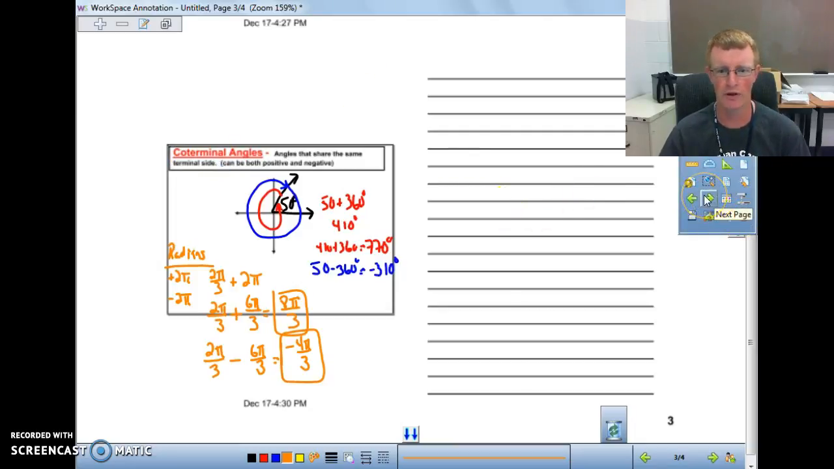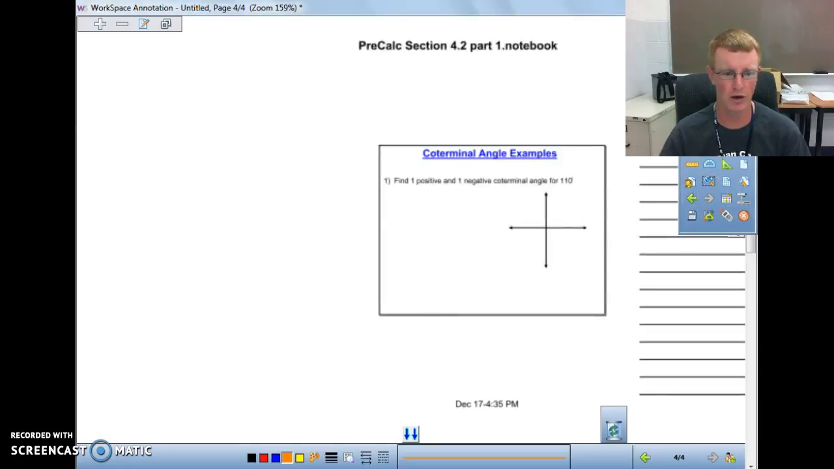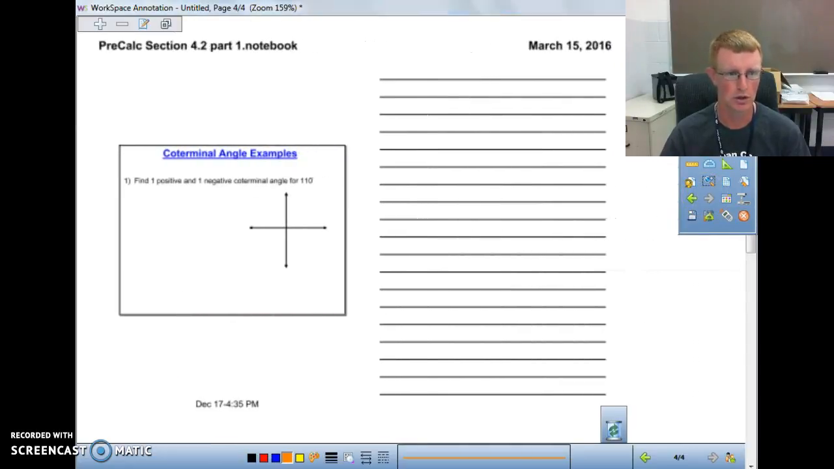Okay, so on the next page, there are two problems that I want you to do on your own. They're coterminal problems. So stop, put your answer into Edpuzzle when you're done, and then I guess we'll see how you do.